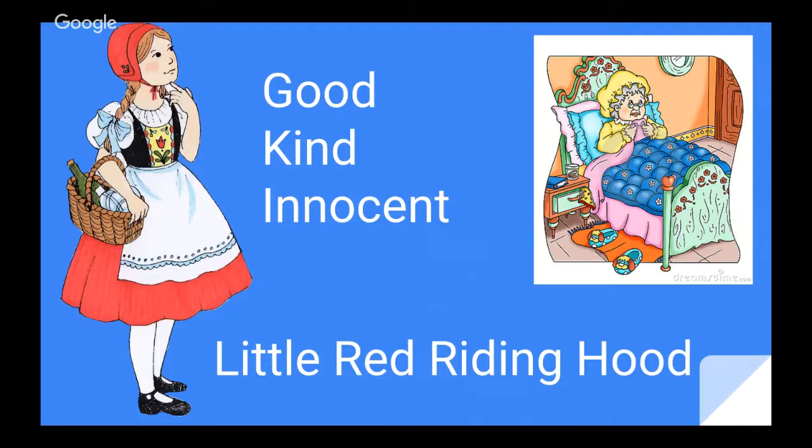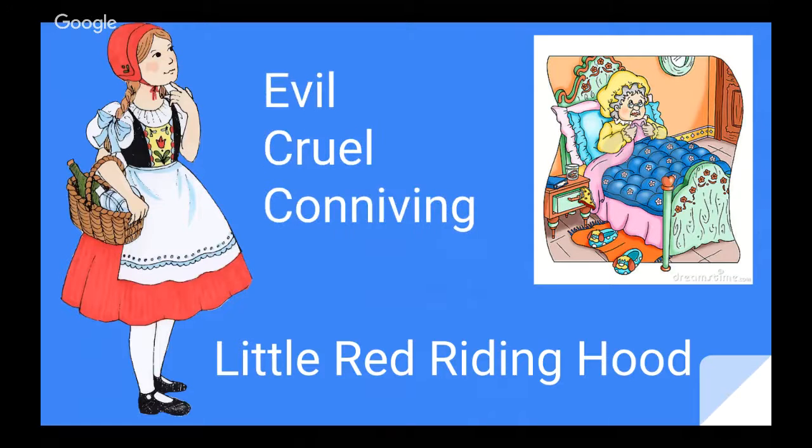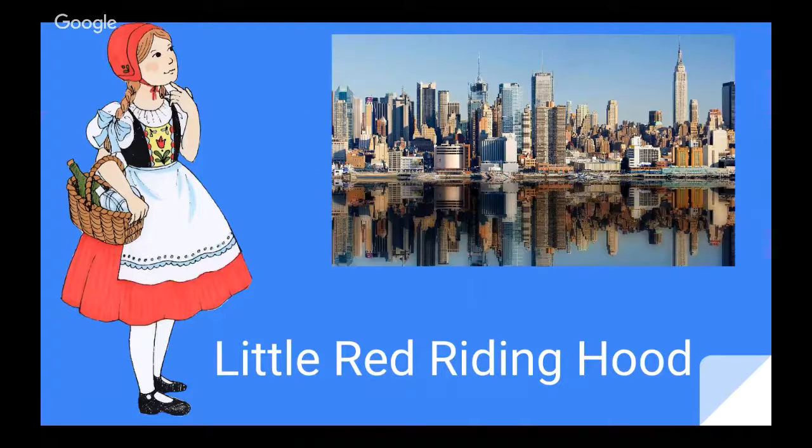Now, if we changed Little Red Riding Hood's character traits to evil, cruel, and conniving, we'd have a totally different plot, right? Because this Little Red Riding Hood would likely lace those muffins with something that could kill grandma, because this would be her opportunity, grandma down with the flu, to get at the family inheritance. So the character traits of your main character really determine your plot. It's the biggest central feature that determines your story. Change the setting, instead of the big bad woods, now it's New York City.